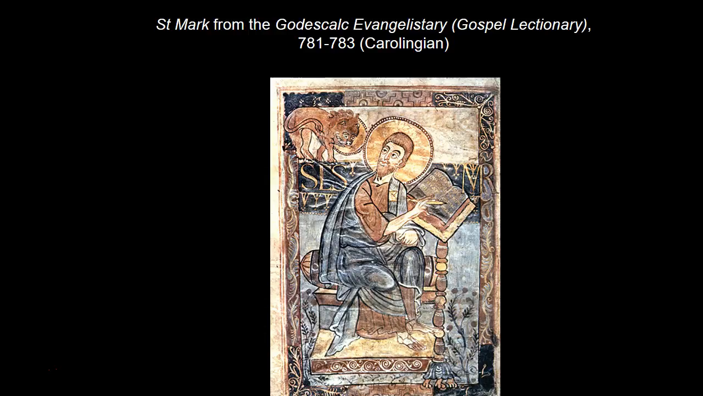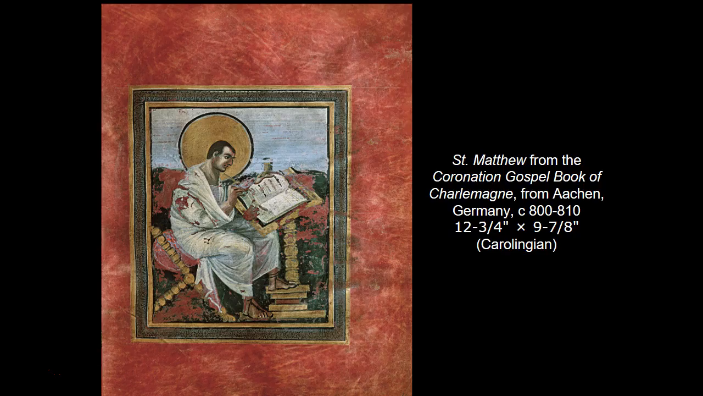This is Charles the Great, or Charlemagne, using a sort of Roman influence style to again solidify that connection between his empire and Rome. All right, let's see what else we can see. We've got a couple more examples from other gospel books.